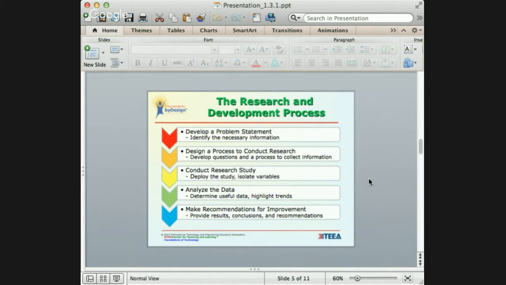Then you analyze the data. You determine the useful data. You highlight the trends, and you make recommendations for improvement. All right. So if any of you are interested in graduate work, which I'm sure a lot of you are, then this is a slide that you need to know about. It'll give you a heads up on what you can expect when you are in grad school and or when you are out changing the world with all of your great innovations and inventions.